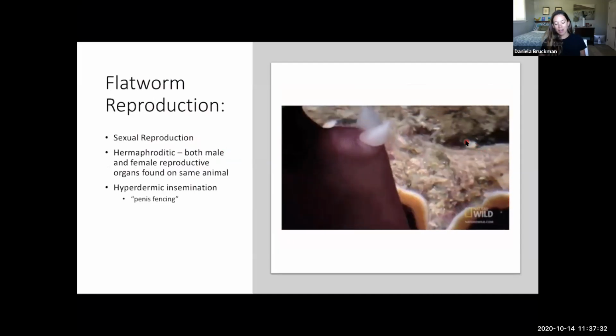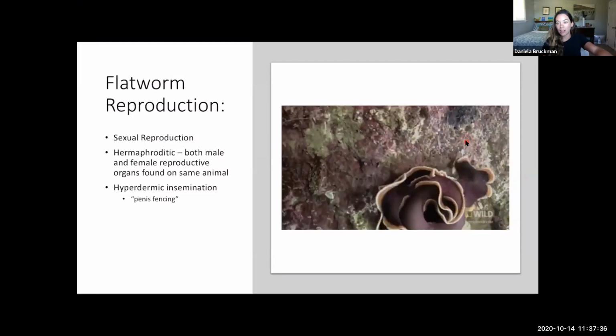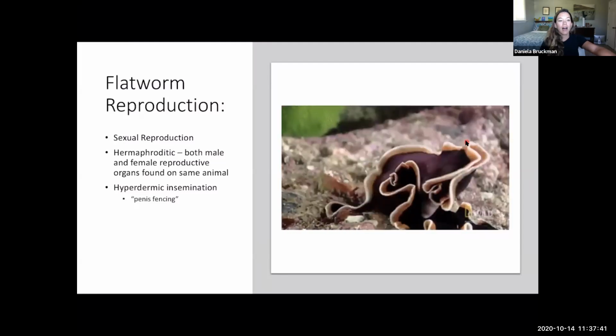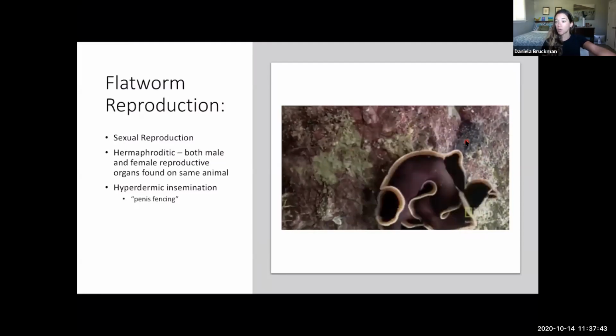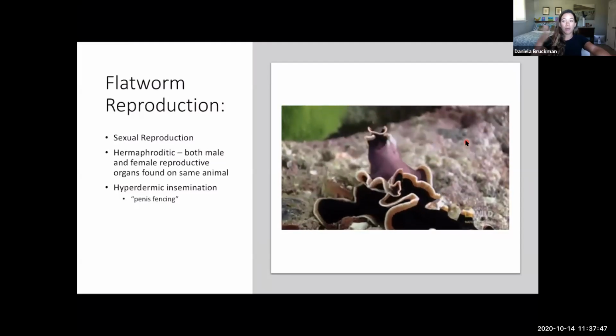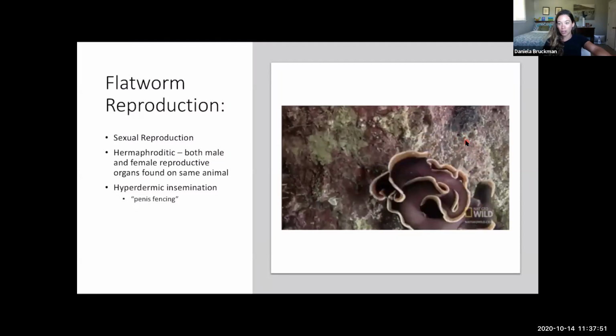All right, another fascinating aspect of flatworms is their reproductive strategies, and I've got a little GIF here, and I'm gonna show you the video of this in just a minute. Flatworms do undergo sexual reproduction, although you can cut a piece of a flatworm off and it will regenerate into a new flatworm, which is a form of asexual reproduction.